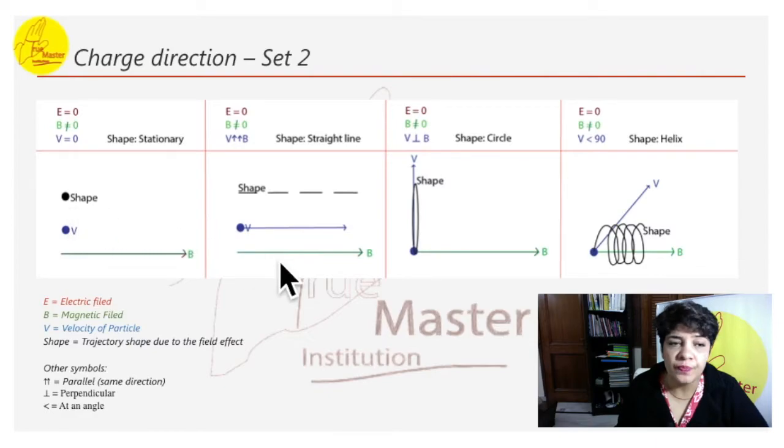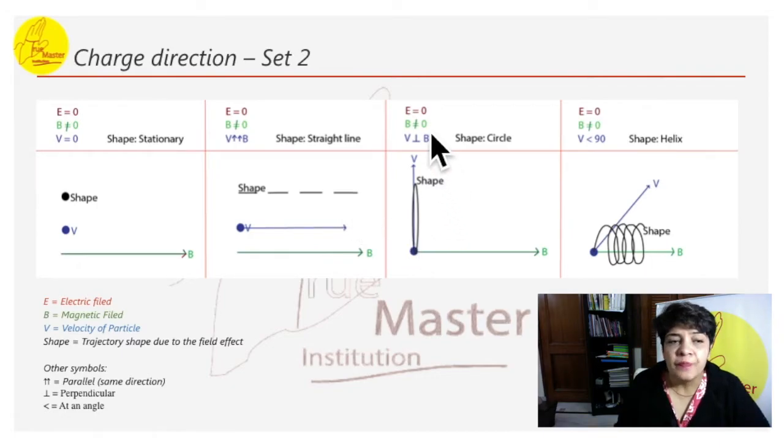In case 2, the charge has a certain velocity and is parallel to B. You can see these two parallel lines, indicating that velocity is parallel to B. In such a case, the shape of the trajectory will be a straight line. Here, the electric field is not there, E is 0. So this will be the shape.